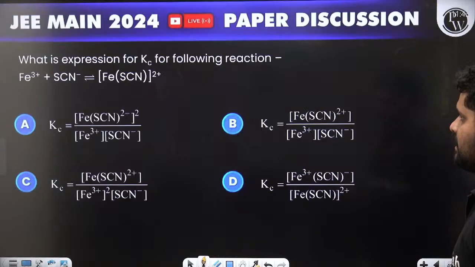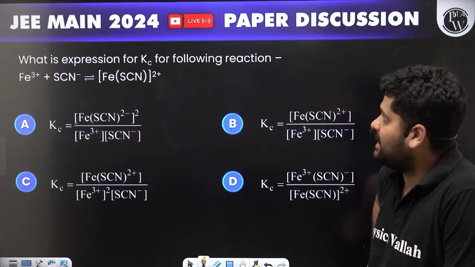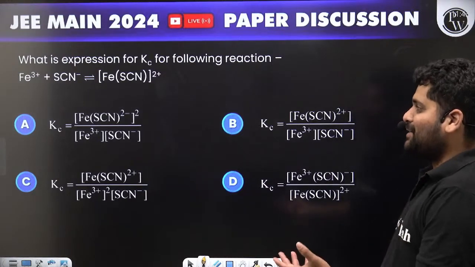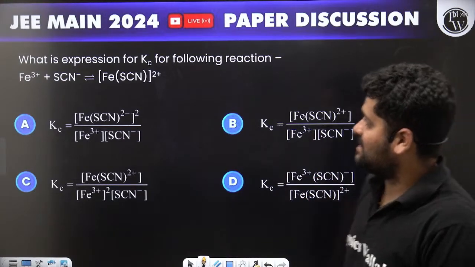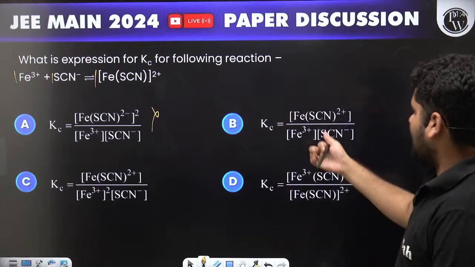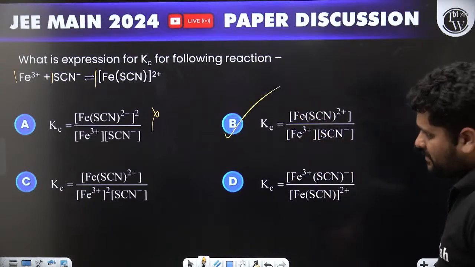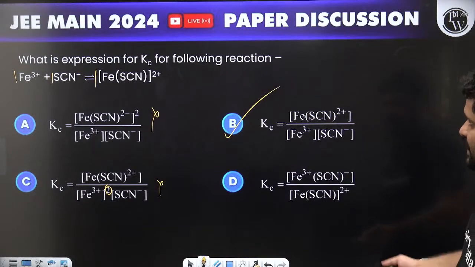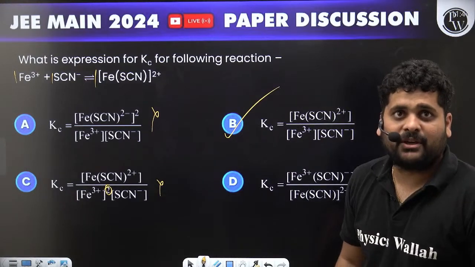Right. Next question: what is the expression for Kc for the following reaction? Can the question be any simpler than this from equilibrium? So you need to write the concentration of products divided by the concentration of reactants raised to their stoichiometric coefficients. The stoichiometric coefficients in all the cases are just 1. So here you see 2, so this is wrong. FeSCN 2+ divided by Fe3+ and SCN minus. This is our correct answer. You are getting a square over here, wrong. Again, you have FeSCN 2, this is also wrong. Okay, so the correct answer is option B.